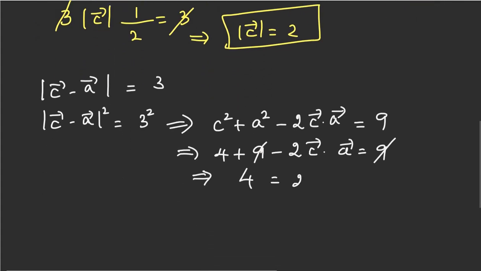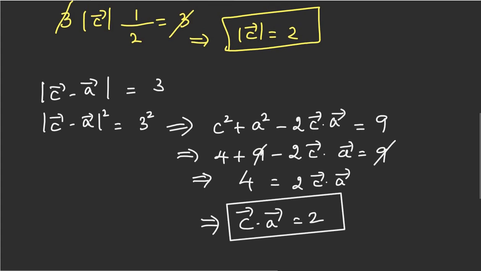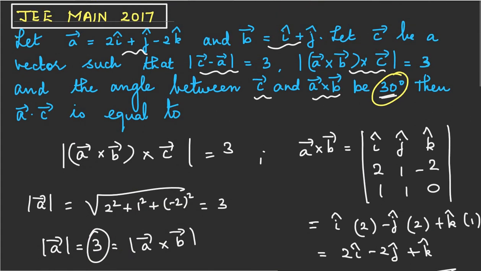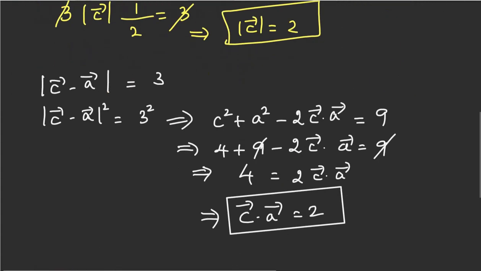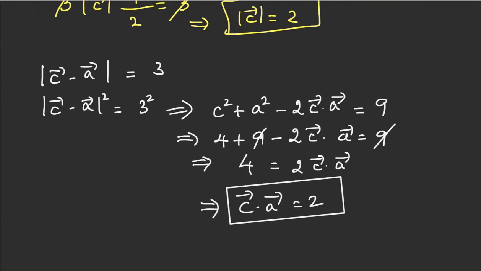4 is equal to 2 times C vector dot A vector, which implies C vector dot A vector is equal to 2. The question is to find the value of C vector dot A vector. C vector dot A vector is the same as A vector dot C vector, since we know that dot product is commutative. Therefore, it can also be written as A vector dot C vector is equal to 2.